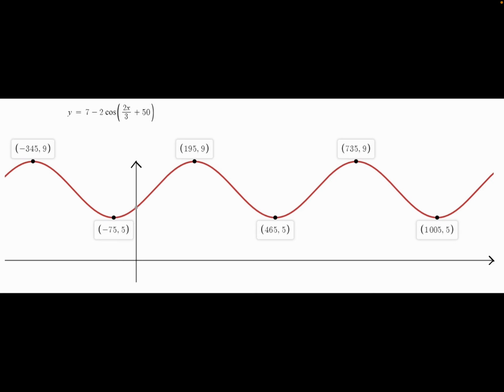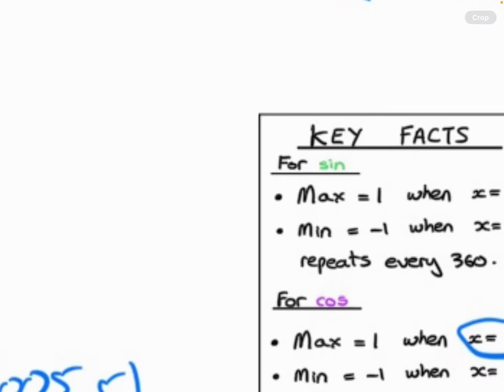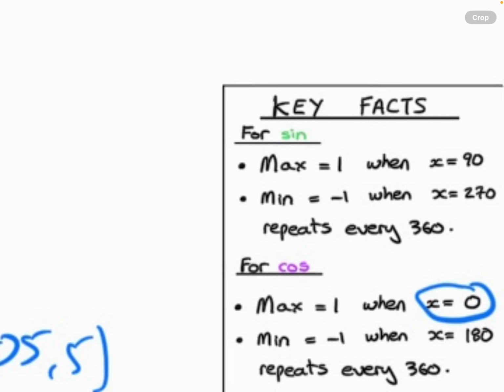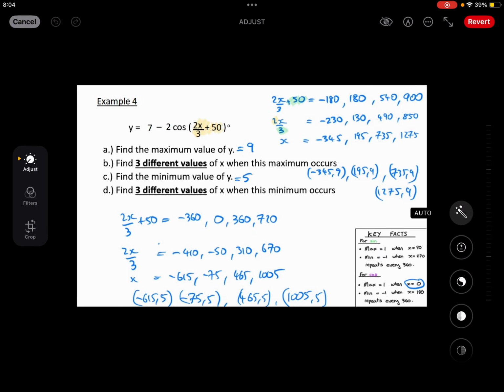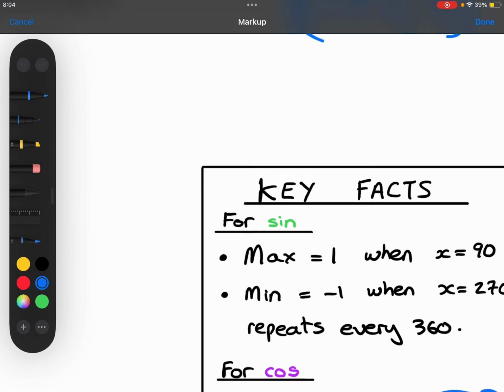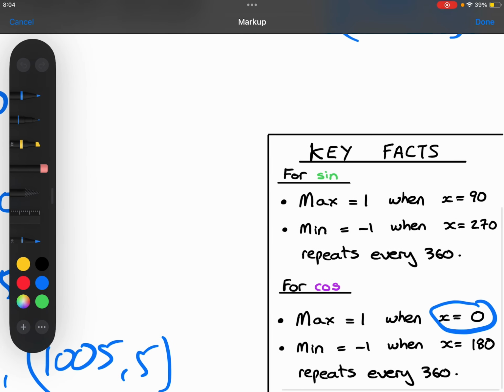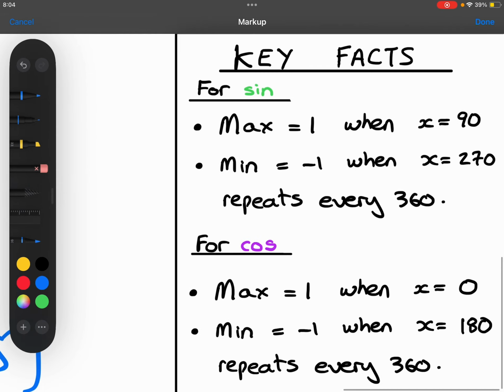So that is how you can find the coordinates of turning points just by looking at the equation and remembering these key facts about the sine graph and the cos graph, and then just remembering how to adapt them ever so slightly if you're working in radians, or if there's a negative in front of the sine or cos function.